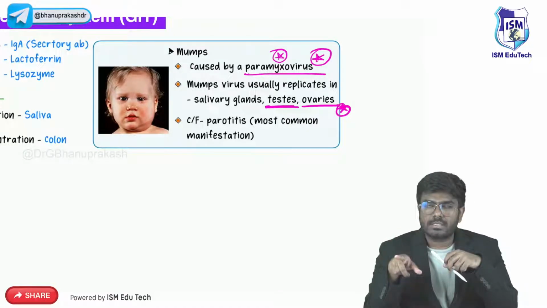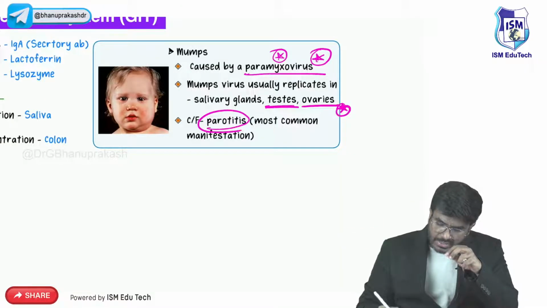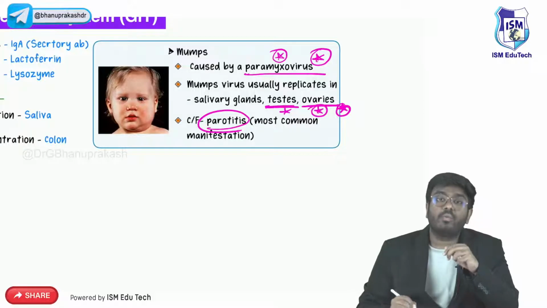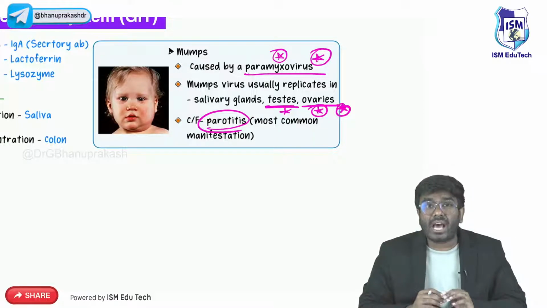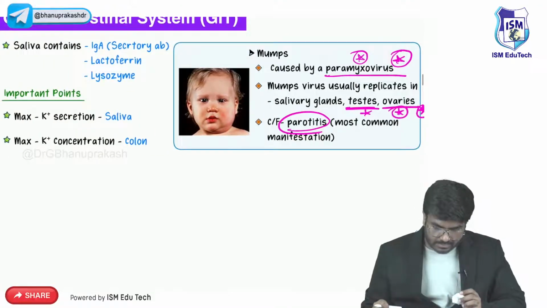That's orchitis, or in the female, oophoritis. So the patient can have testicular involvement and ovarian involvement. That is orchitis, inflammation of the testis, orchitis or oophoritis.